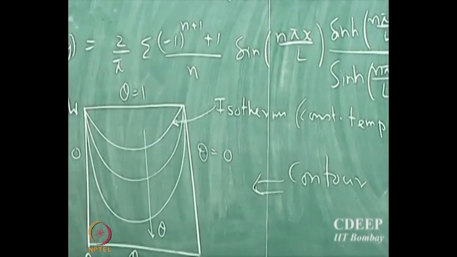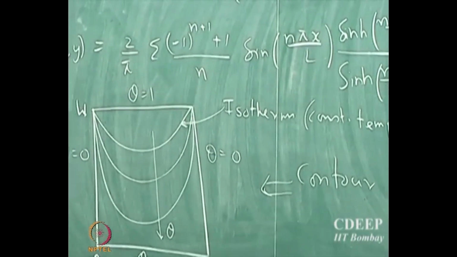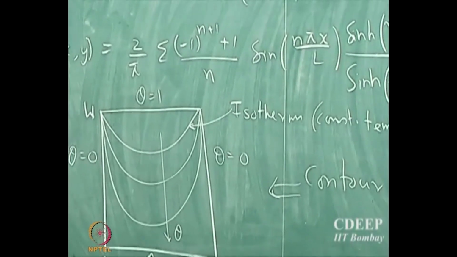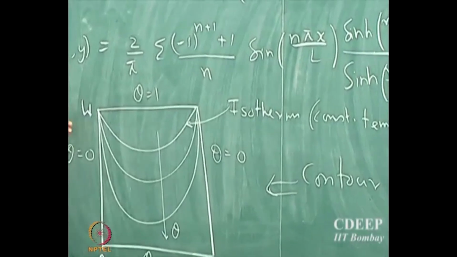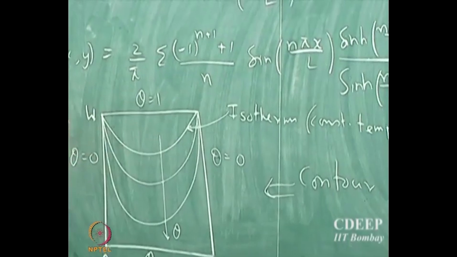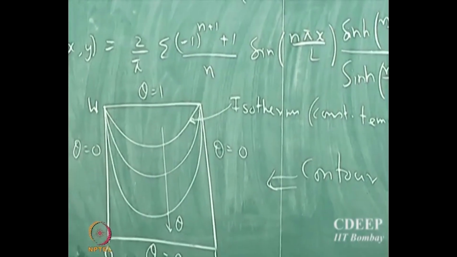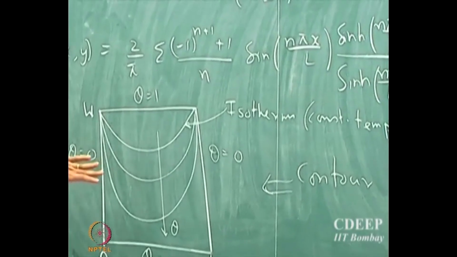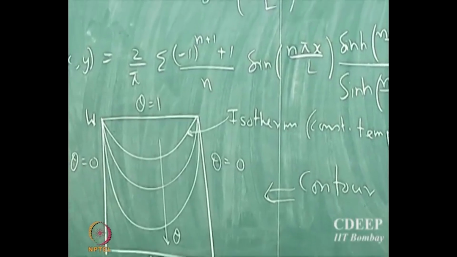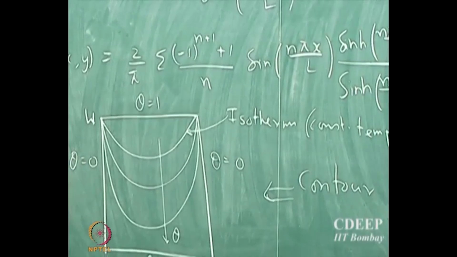In fact, it's not hard to plot this and see. So one should do that. I think you must have been introduced to MATLAB by now in your numerical course. So you should take this expression, plot it, and convince yourself that this is the temperature profile that you will get. There are some very simple tools in MATLAB to draw contours and 3D pictures. Whichever way you plot them, you should convince yourself that this is the solution. Okay. Any questions so far?